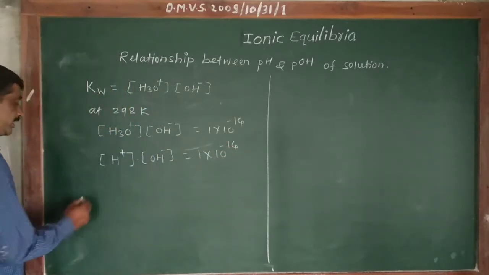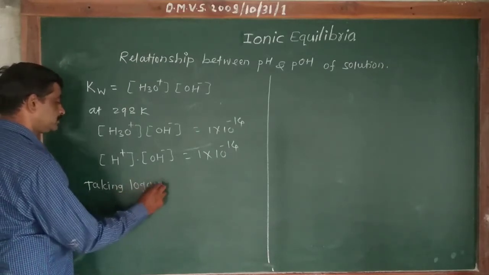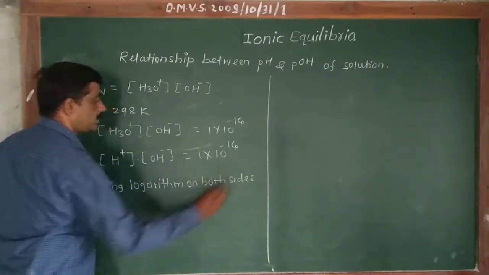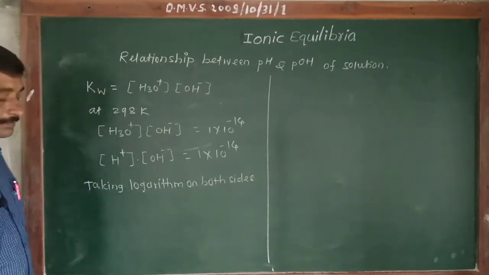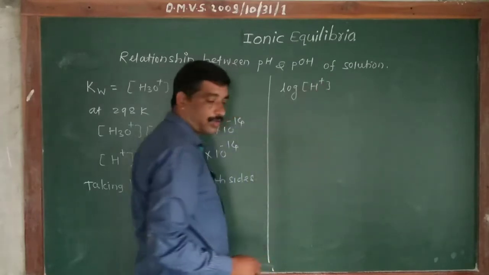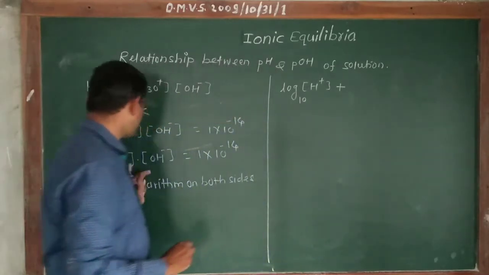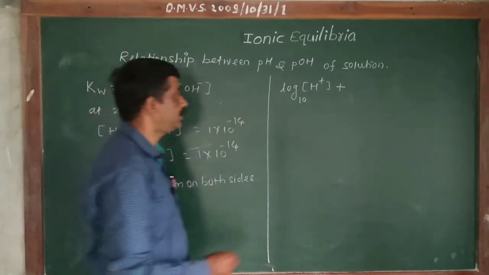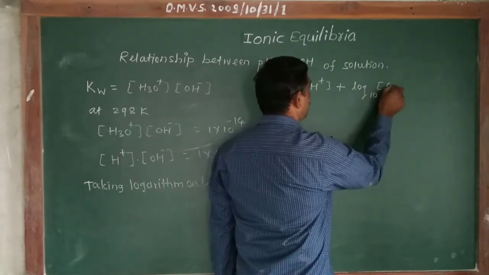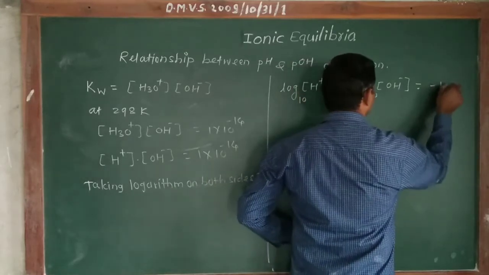Okay, then taking logarithm on both sides, we get log of H plus ions to base 10 plus log of OH minus ions is equal to minus 14. We say plus here because when you take the logarithm of two product terms, it is the addition of logarithms.